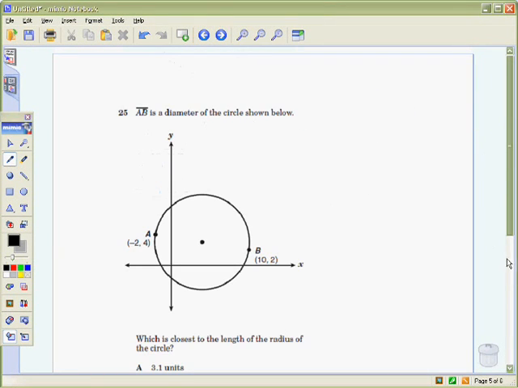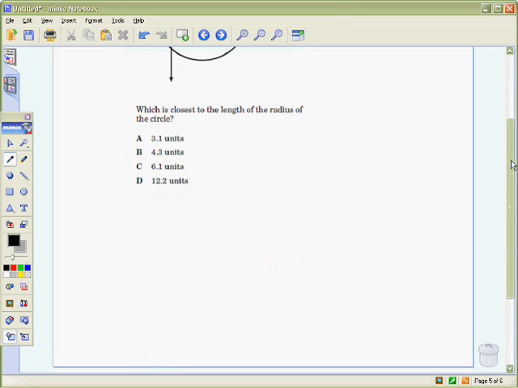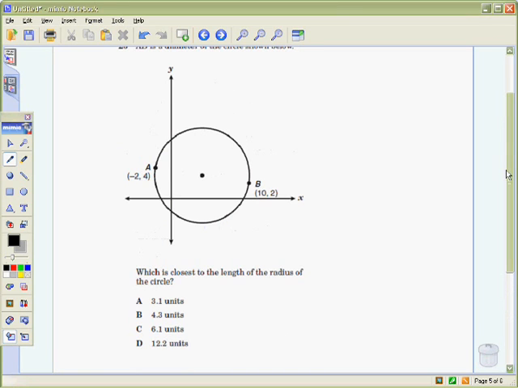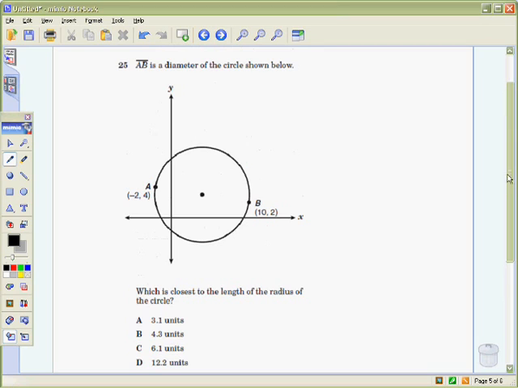Number 25. AB is a diameter of the circle shown below. Which is the closest to the length of the radius of the circle?